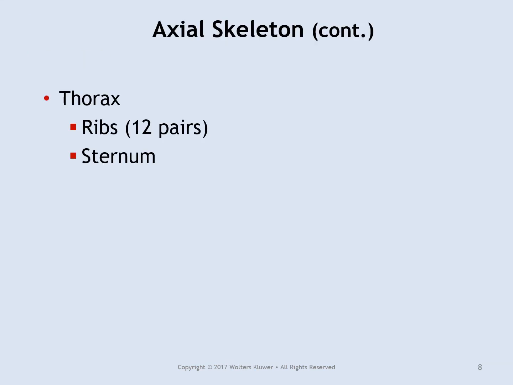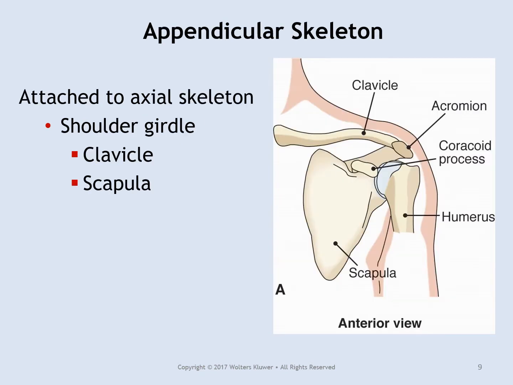In the thorax, you have 12 pairs of ribs and the sternum. And that's it. So that's the axial skeleton. Now we will move on to the appendicular skeleton. You have the shoulder girdle, which is comprised of both the clavicle and the scapula. Here we have the scapula and clavicle.